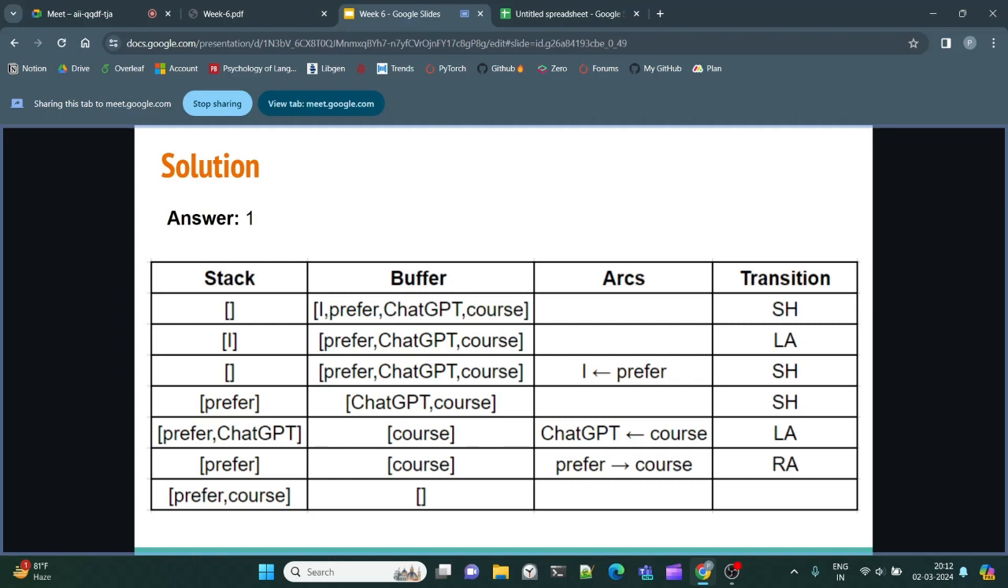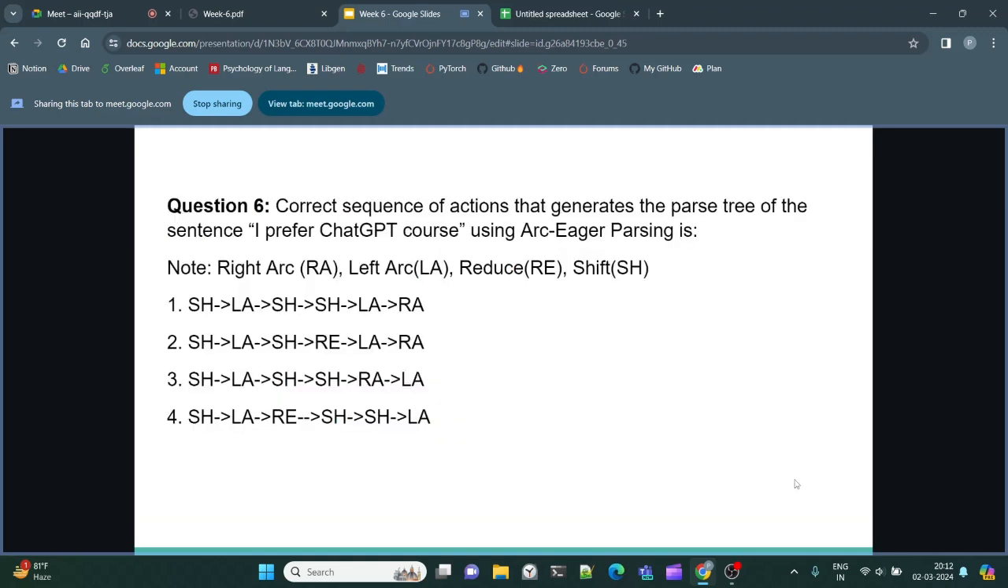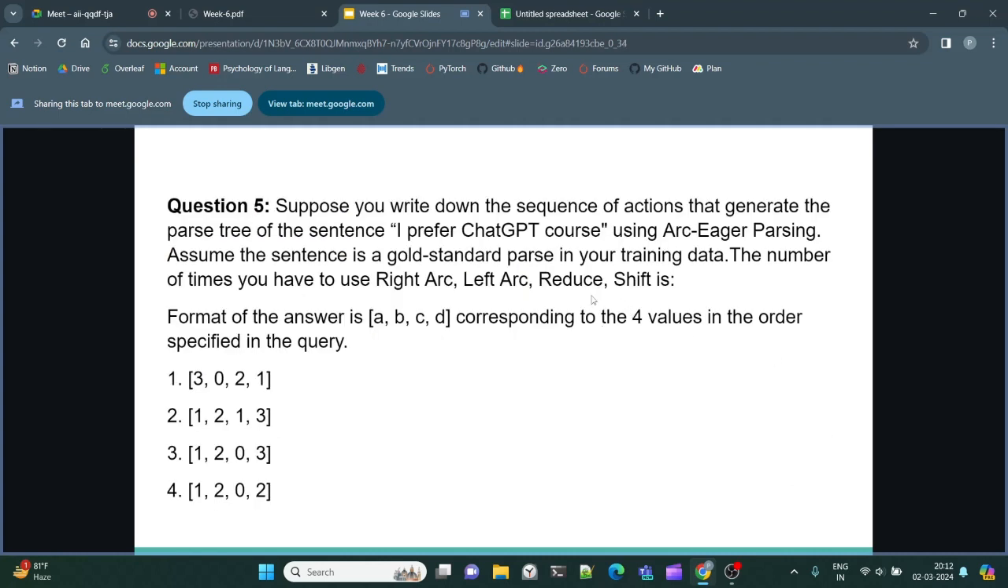Here let's count the different operations that I took. There are 3 shift operations, 2 left arcs and 1 right arc. That was asked in this question: what are the number of shift operations? 3. What are the number of reduce operations? 0. Left arc is 2 and right arc is 1. So option 3, which is 1, 2, 0 and 3, is the correct answer for question 5.